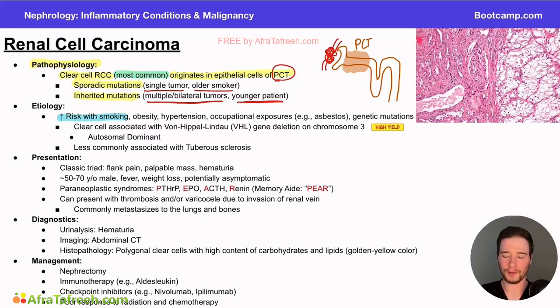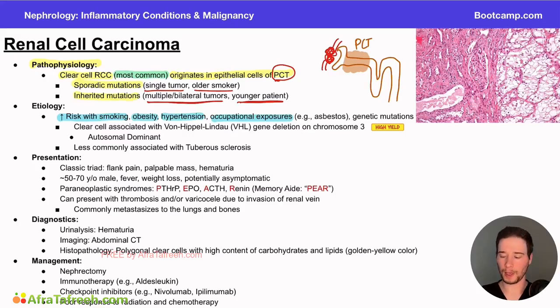Now, some other important risk factors include obesity, hypertension, and occupational exposure. This can include things like asbestos, which we know can also cause pathology with the lungs as well. And I think many students kind of make that connection right away. But you can really stand out and be a superstar if you realize that, hey, yes, asbestos can affect the lungs, but it can also increase somebody's risk to developing kidney tumors as well.